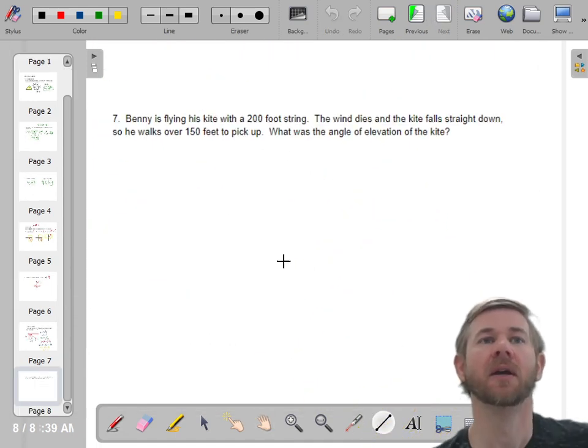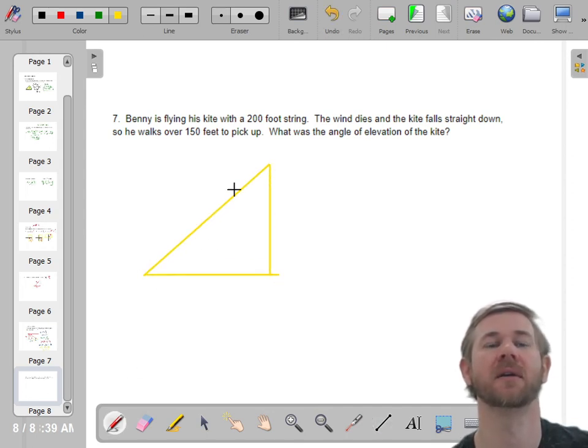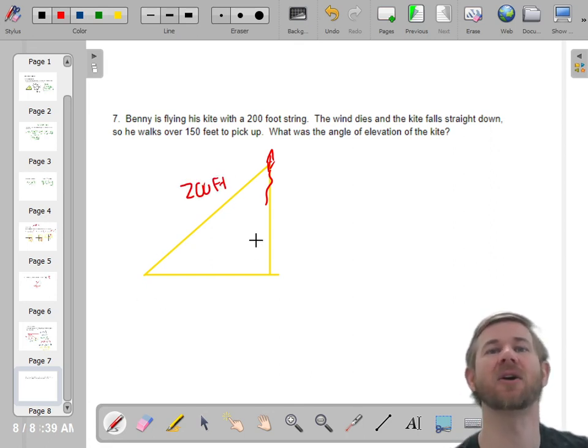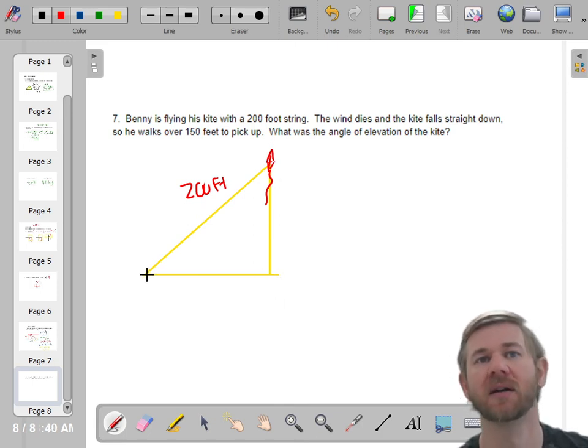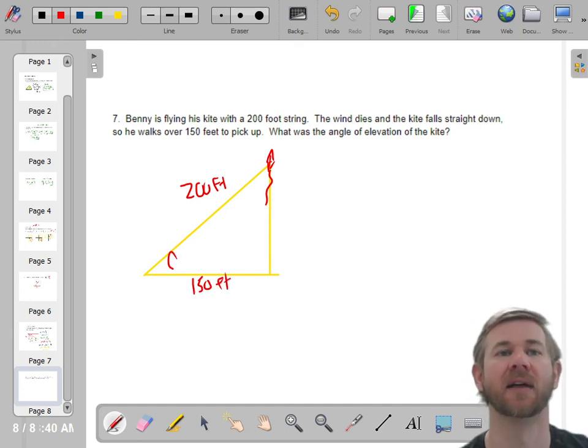Last one. Benny's flying his kite with a 200-foot string. Okay, we've done some of these problems. So we got a little kite up here. Let's draw a lovely kite. There we go. And a little tail. It's beautiful. Okay? It says there's a 200-foot string, so that's the diagonal, the hypotenuse here. And it says the wind dies and the kite falls straight down. So, boom, falls straight down. And then Benny, who was here, walks over 150 feet to go pick it up. And I want to know what was the angle of elevation.